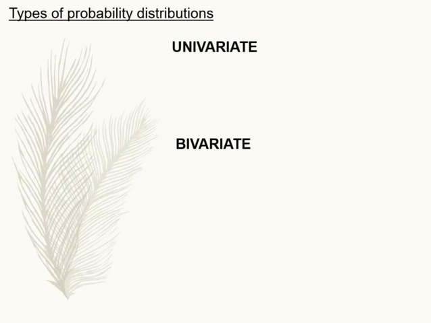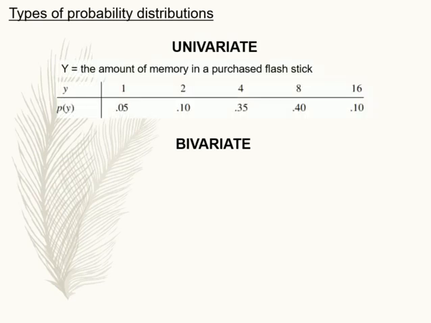First of all, I just want to show you side by side how this compares with what you've done beforehand. So let's look at the univariate case. This you're familiar with. Suppose Y is the amount of memory in a purchased flash stick. You could have written the probability mass function in the form of a table just like this. For example, here where you have Y is equal to 1, this probability, p(y), is the probability that Y is equal to 1. And then you should be able to understand the rest of the table.